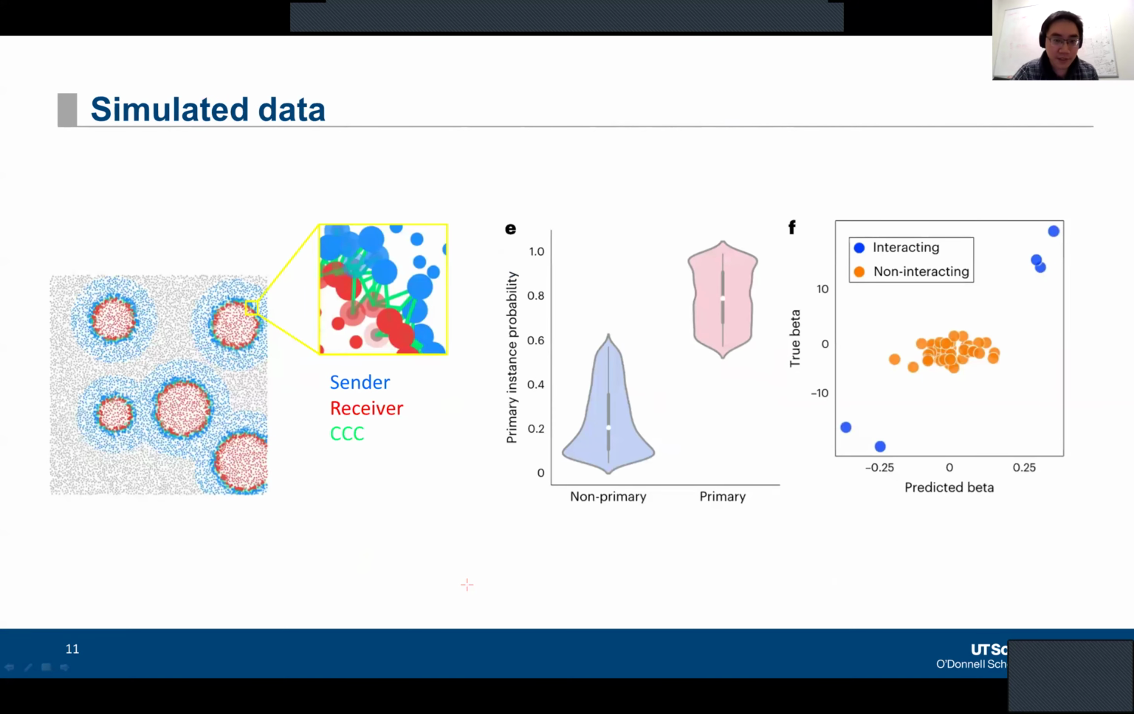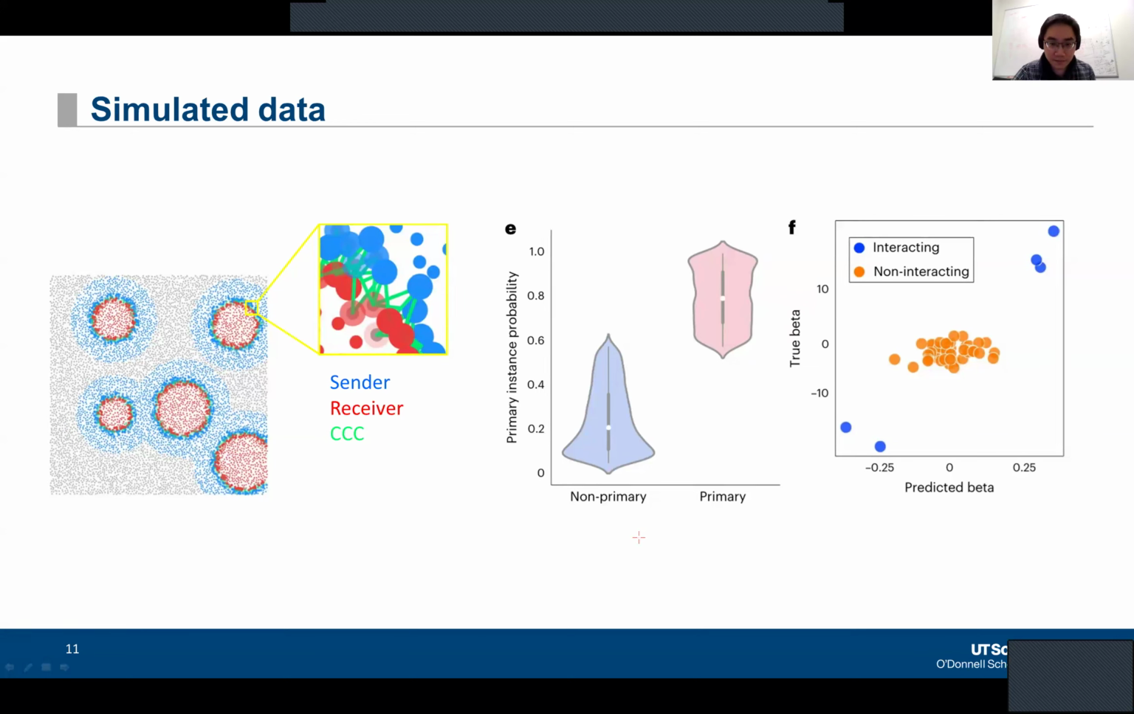So first, we did the initial tuning of the model using simulated data. Here we simulated a bunch of different cells. We assigned some of them to be potential sending cells, and assigned others, here in red, as potential receiving cells. Then we have the model predict potential interactions, which we call cell-to-cell communications.